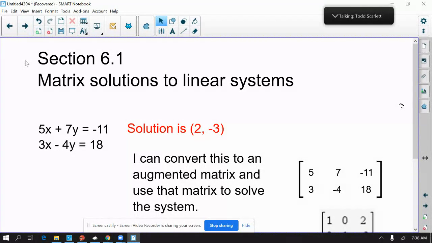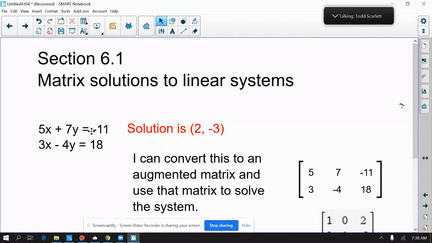Okay, that was section 5.1. Just a one page on section 6.1, matrix solutions. Not many of these systems can be solved by using a matrix. And I believe it's only actually for linear systems, but that's what we're going to be studying.